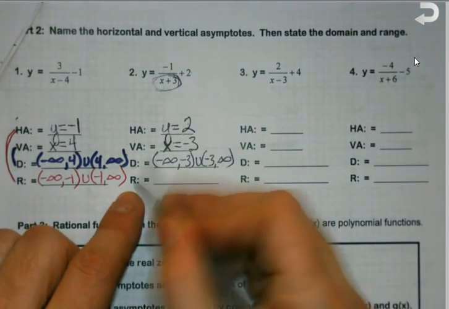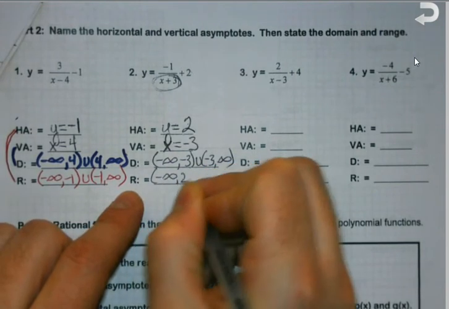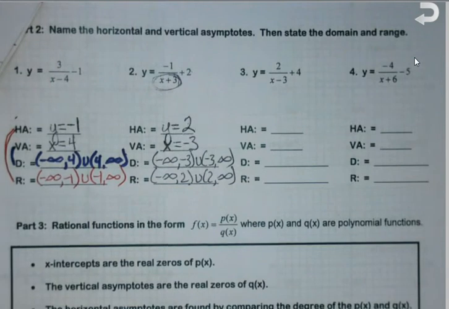Range goes with my horizontal asymptote. So my only gap will be at 2. Okay.